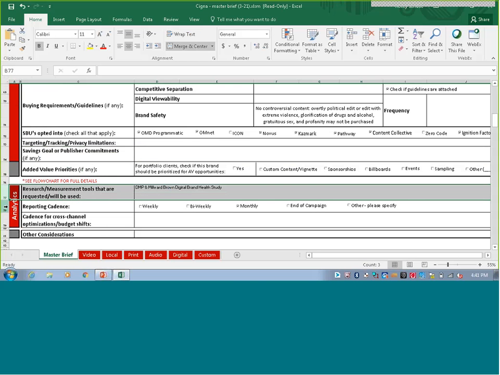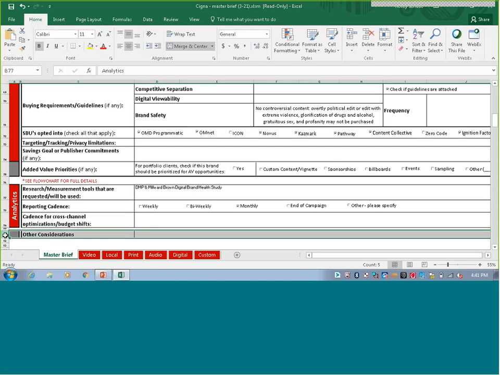Research, measurement tools, reporting cadence, these are all pretty straightforward. And then again, cadence for cross-channel optimizations or budget shifts. Again, every campaign and every brand is going to be a little bit different. For us on Cigna, because we're a brand campaign, we don't have a very short-term need for those types of optimizations. We look at things on a monthly basis and make adjustments as needed. Other brands that are more maybe sales-focused might obviously have a more short-term need to optimize quicker.